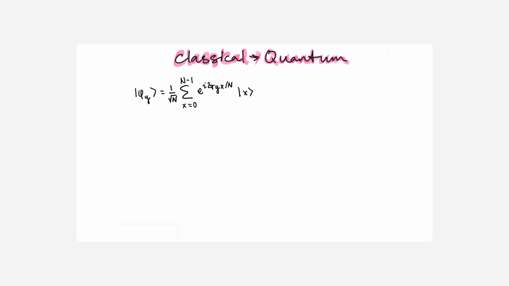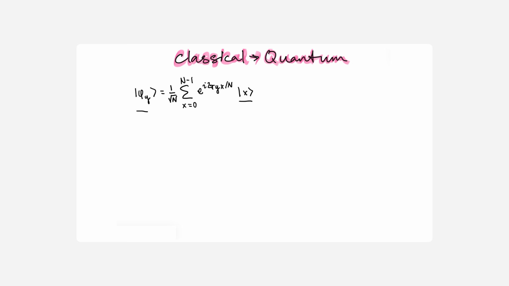The only difference here is that our vectors x and y are replaced with quantum state vectors, ket x and ket phi sub y. Ket x is the state written in the standard basis called the computational basis, which is just the set of classically allowed states where each qubit is either 0 or 1. Phi sub y is a Fourier basis state.